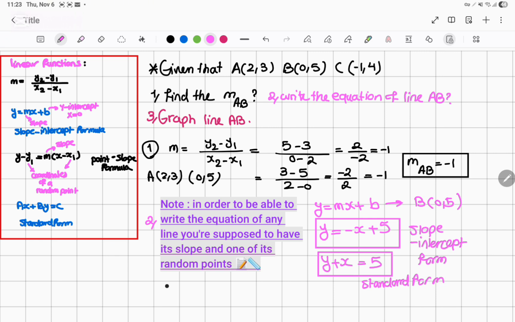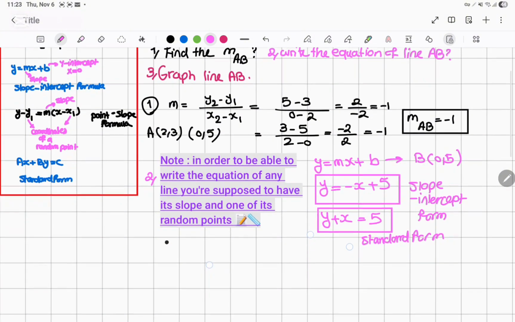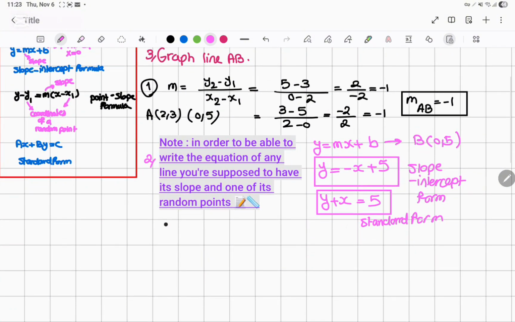So now I'm going to go and answer the last question, graphing line AB, okay? So in order to graph line AB, what I need to do is this. Guys, as I said before, a line does not change its slope, okay? So by having two random points of the graph, you can already graph a line, okay? So in this particular question, I know what A and B are, and the only thing I need in order to be able to graph it is the coordinate plane.